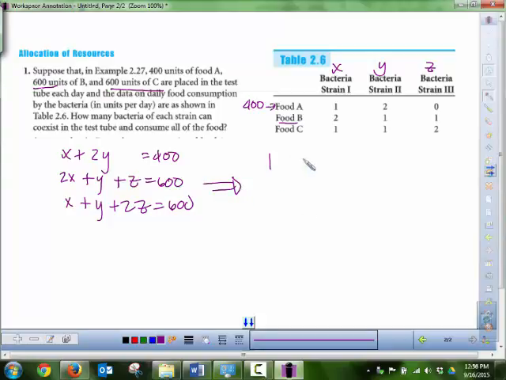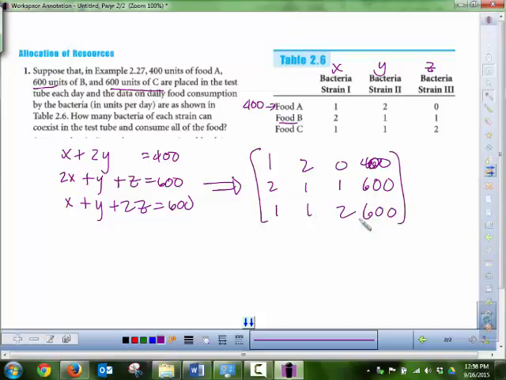So this becomes 1, 2, 0, 400, then 2, 1, 1, 600, and 1, 1, 2, 600. So this is your augmented matrix, and all you have to do is solve for this.